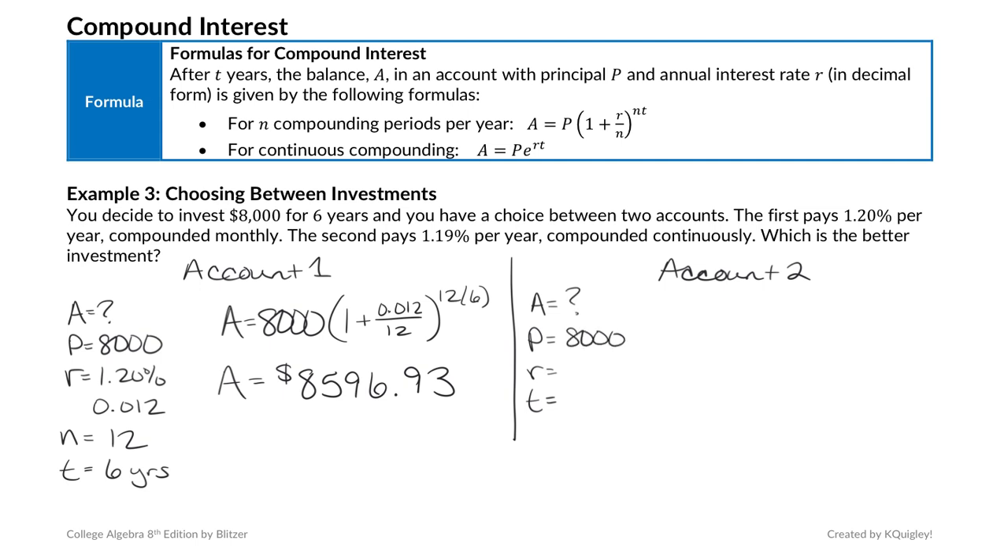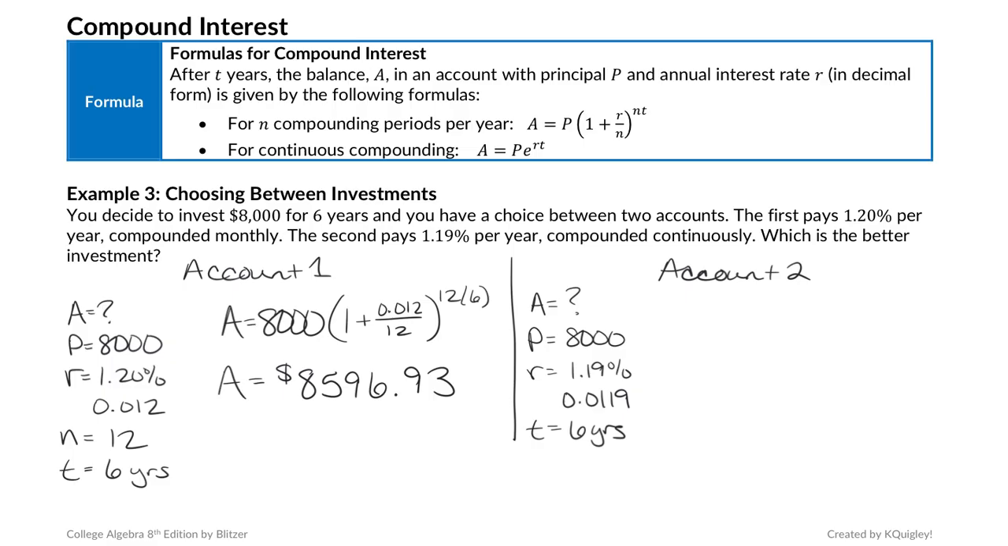The rate, however, is 1.19%, which if we change that to a decimal is 0.0119, and then the time is still 6 years. This is for continuously compounded interest. Those are the key words you're looking for there, continuously compounded.